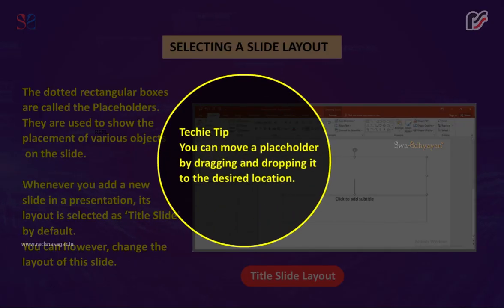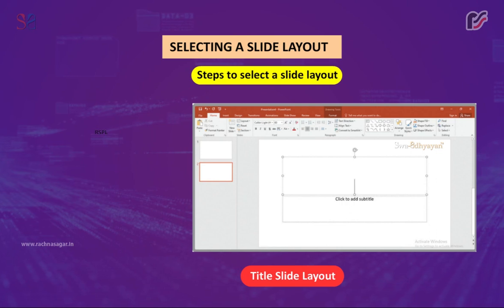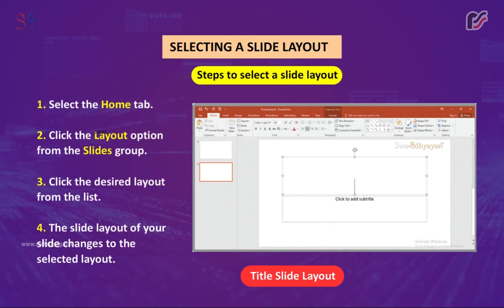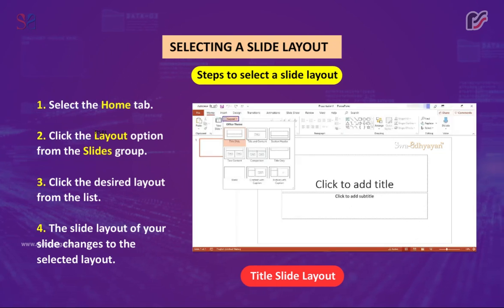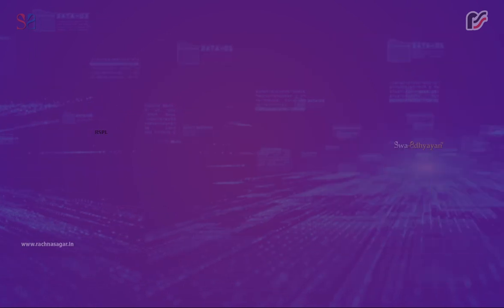Techie tip: you can move a placeholder by dragging and dropping it to the desired location. Steps to select a slide layout. 1. Select the Home tab. 2. Click the Layout option from the Slides group. 3. Click the desired layout from the list. The layout of your slide changes to the selected layout.